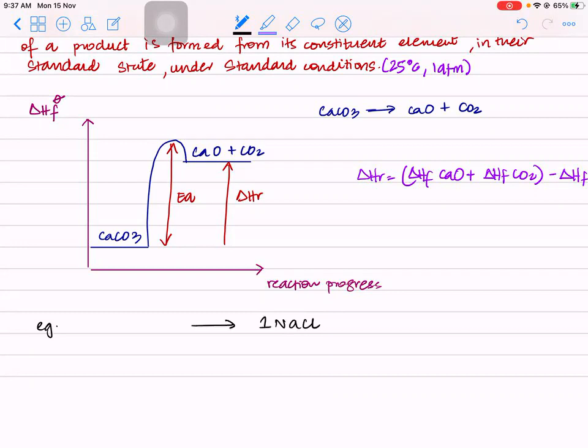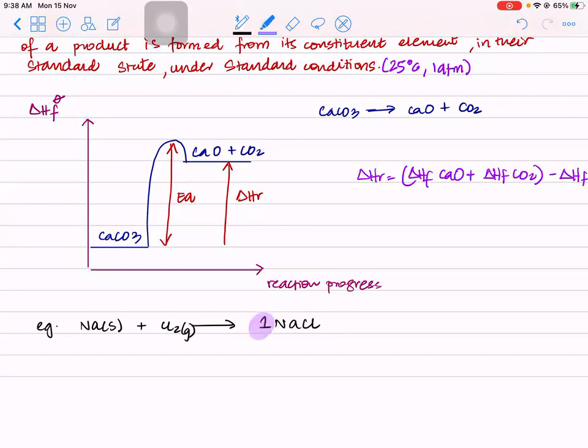So it is a formation of 1 mole of anything from its constituent elements. What are the elements in NaCl? Sodium and chlorine. And they should be in their standard state. What is the standard state of sodium? Sodium, solid. And chlorine naturally exists as what? Cl2 gas. Do you see?